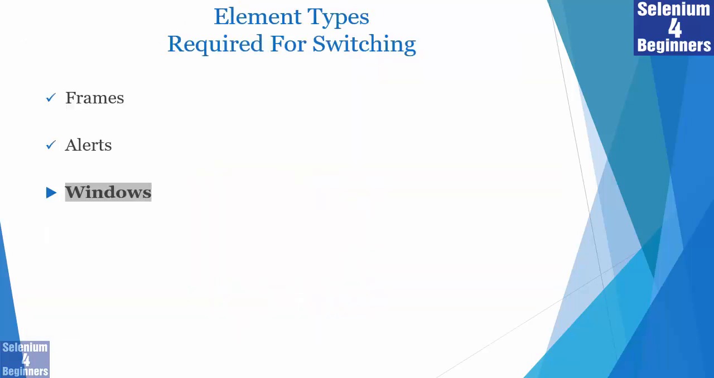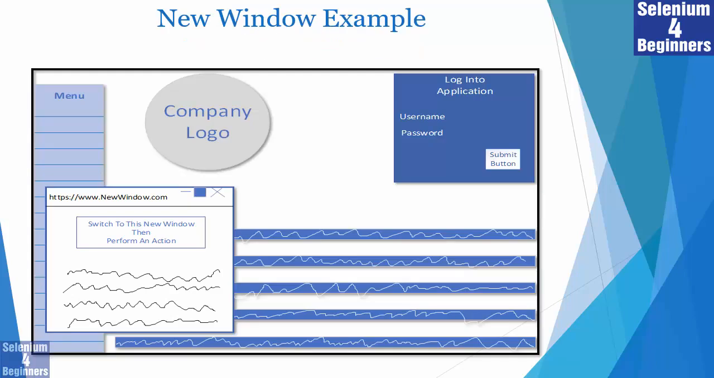The last element required for switching is windows. It can be a new window or tab. This example shows a new window on top of the web page. We see a title that states, switch to this new window, then perform an action. All windows have an ID called a window handle. A window handle is unique and alphanumeric that allows us to switch to the window. We can perform any action after switching to the window.